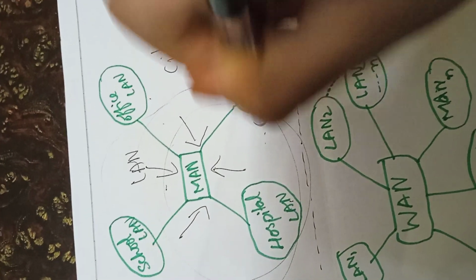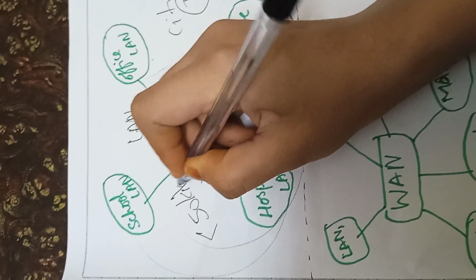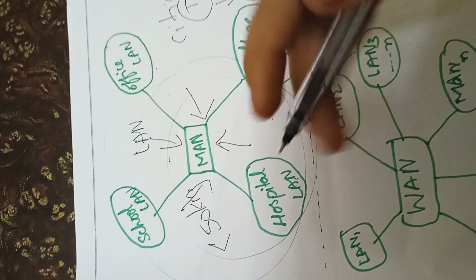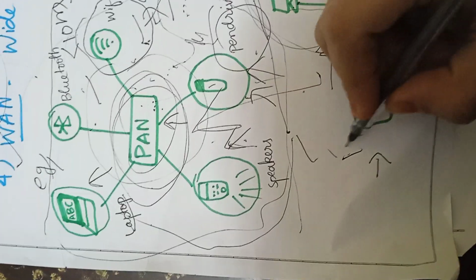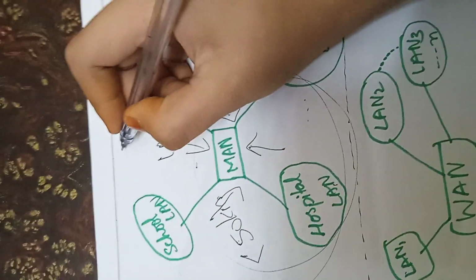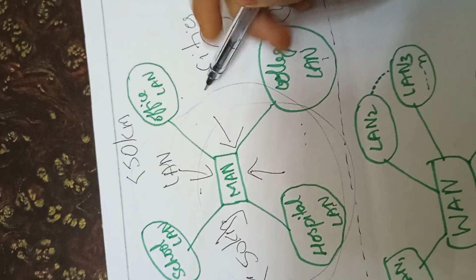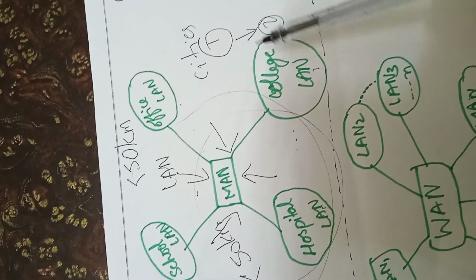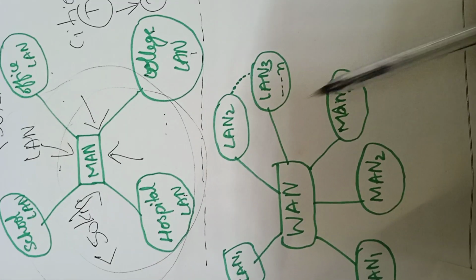You can find its range is less than 50 kilometers. The range is increased if you compare: PAN is less than 10 meters, and LAN is less than 150 meters. But coming back to MAN, it's less than 50 kilometers. You can find this kind of networking between cities, offices or buildings, right?